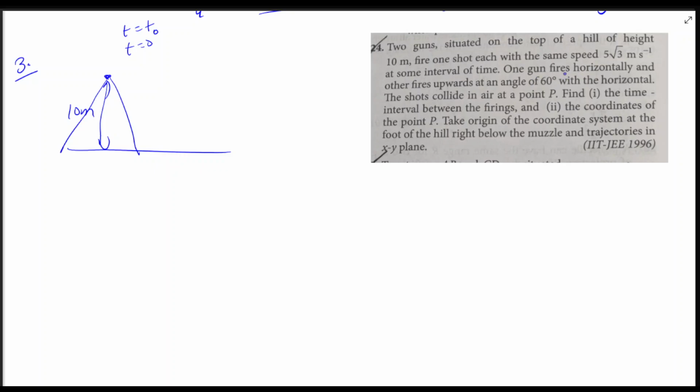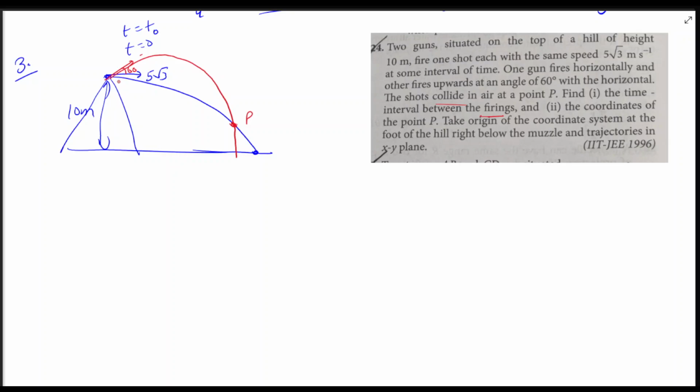Now one gun fires horizontally, so one gun is firing like this, so it will go like this, right? This bullet will reach. Another fires upward, like this, at an angle of 60 degrees, so this will be like this. We don't know, maybe here or I don't know, right? They might hit. The shots collide in the air, so they must be hitting. Find the time interval between the firings.